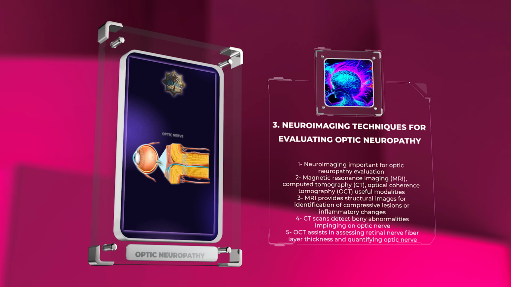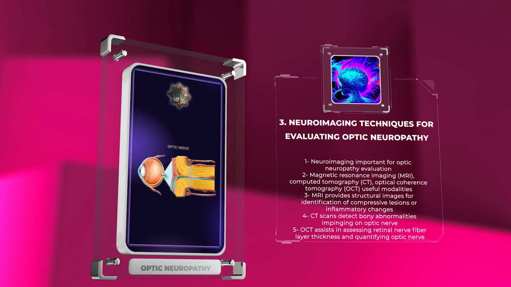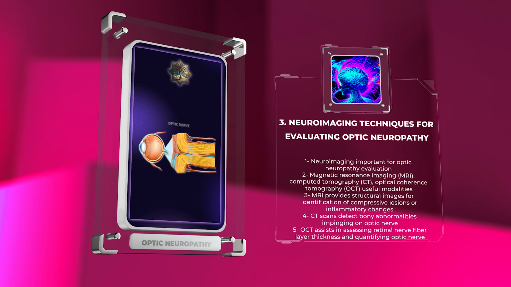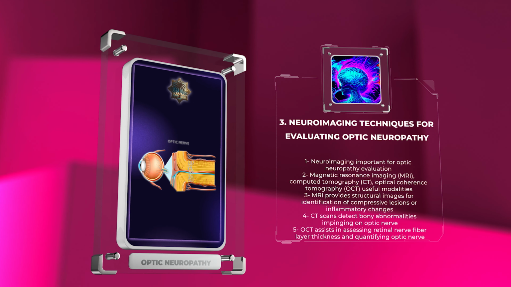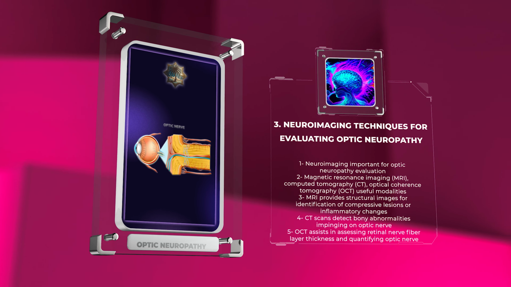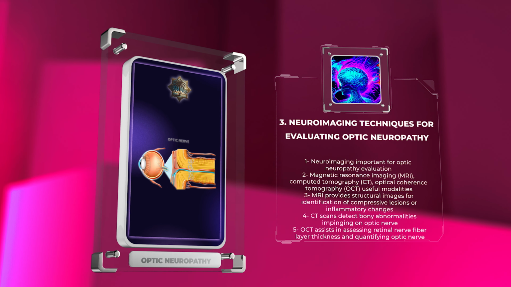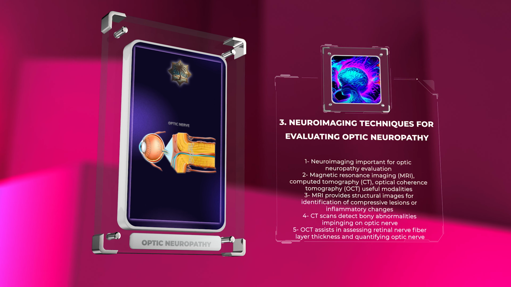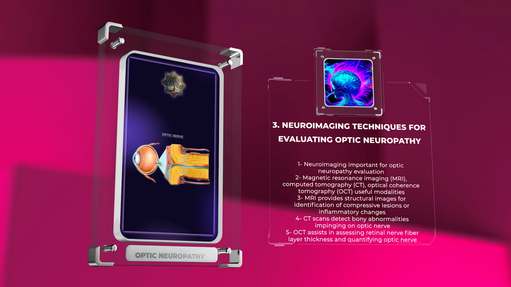MRI provides detailed structural images of the optic nerve and surrounding structures, aiding in the identification of compressive lesions or inflammatory changes. CT scans are particularly useful in detecting bony abnormalities that may impinge on the optic nerve. Furthermore, OCT enables non-invasive assessment of retinal nerve fiber layer thickness and can help quantify optic nerve damage in various optic neuropathies. Integrating these neuroimaging techniques with clinical findings assists in accurate diagnosis and treatment planning for patients with optic neuropathy.